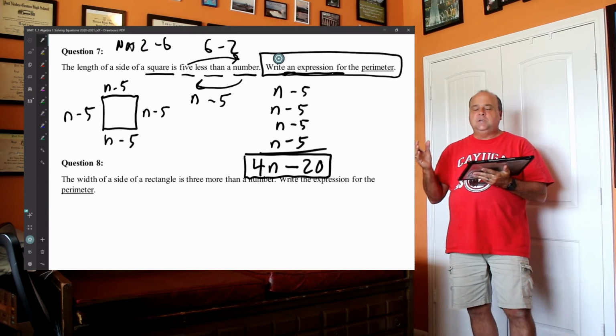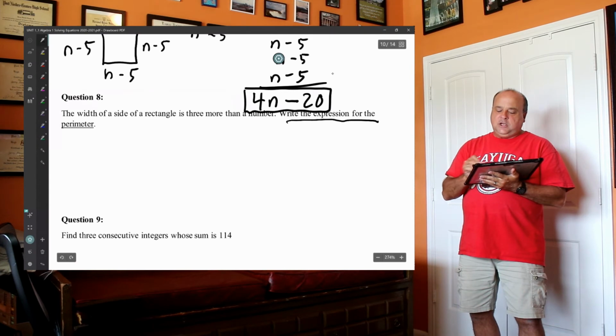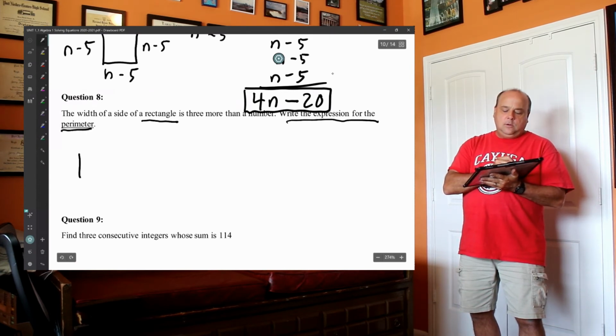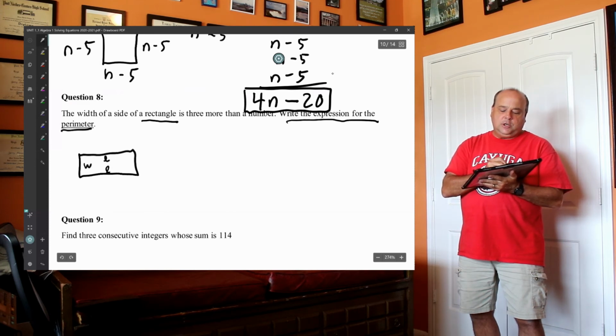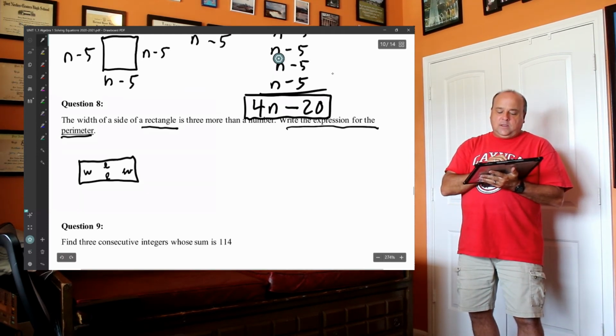Okay? Pretty simple stuff. This is going to be a little bit harder. On this one, we want the expression for the perimeter, the width of the side of a rectangle. Okay? And remember, this is usually your width, and this is usually your length. So the width is up and down, the length's across. And then the width of the side of a rectangle is 3 more than a number.